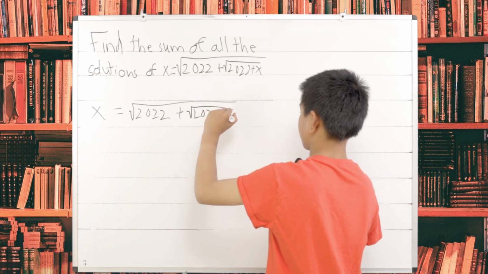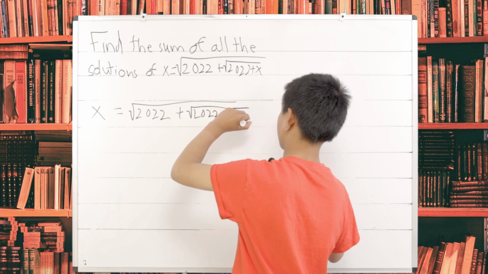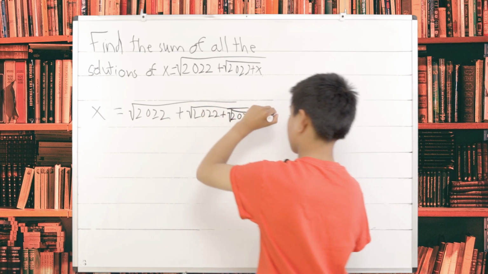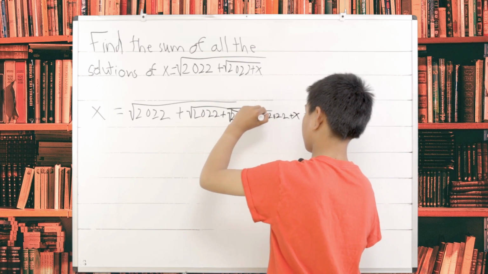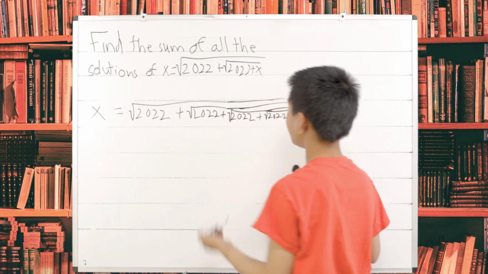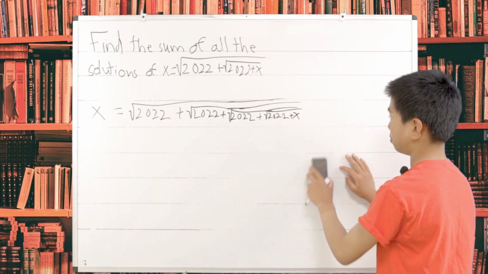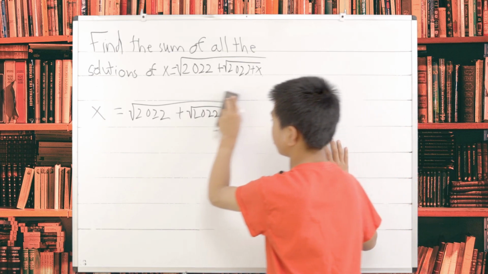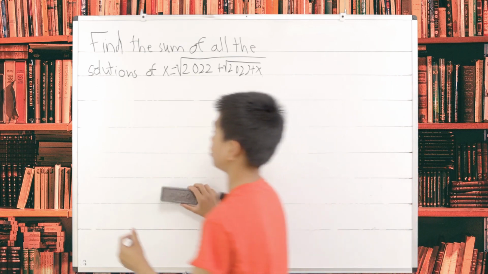Well, now it's not plus x, it's plus this again. But we immediately see a problem here. This goes in an infinite loop, so that's not the way we do it. The way we do it is by substitution.